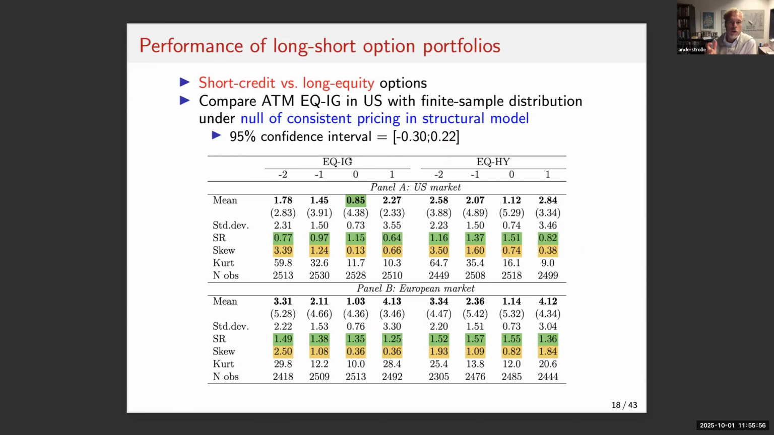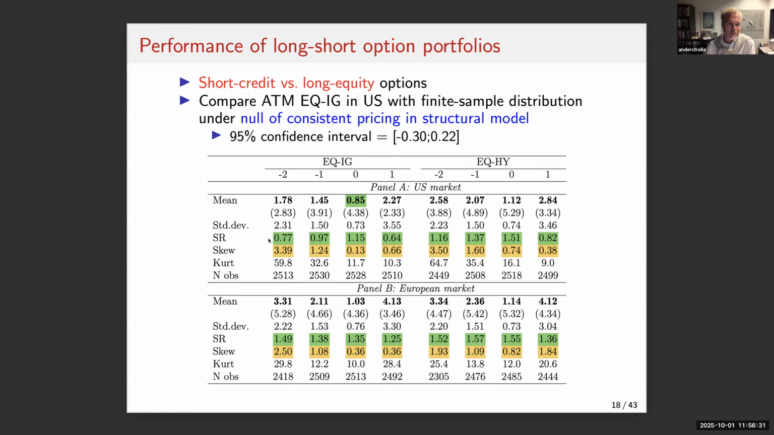And then we look at this long-short strategy where we go short a credit index option and long an equity index option. And we do that for different degrees of moneyness. Here we trade equity versus IG options. Here we trade equity versus HY options. Again, this is the US market. This is the European market. We have another table in the paper where we do it for different option maturities. So here we just look across strikes.